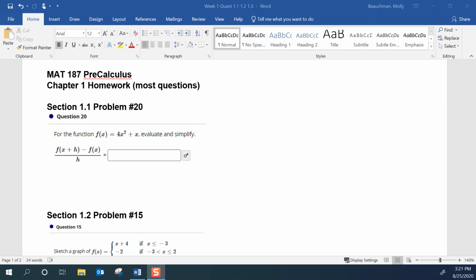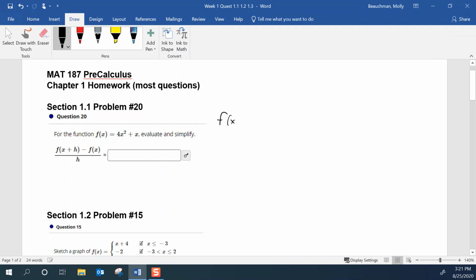So we want to find what's called the difference quotient. The first thing we do is find f of x plus h. That means substitute x plus h in the expression wherever there's an x, and then simplify. So we're substituting x plus h squared and x plus h. Multiply, I get 4 times x squared plus 2xh plus h squared, because that means x plus h times x plus h, plus x plus h.